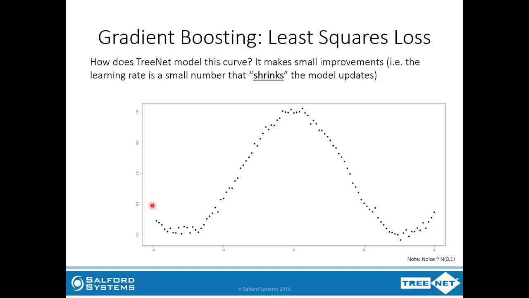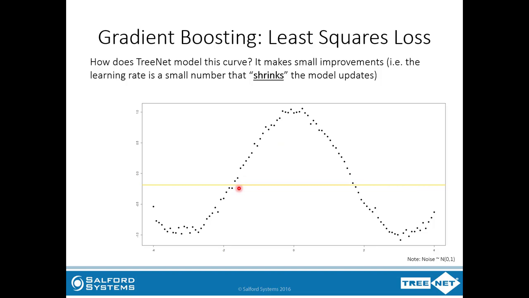Okay, so just to give you an idea of gradient boosting and how it models one of these curves, let's see how the prediction from a gradient boosted tree evolves. One thing to keep in mind is that fundamentally, the way gradient boosting works is you make these very small improvements. The reason they're small is because our learning rate is a small number that shrinks those model updates. When we shrink those model updates to be small, that's why you have these tiny improvements.